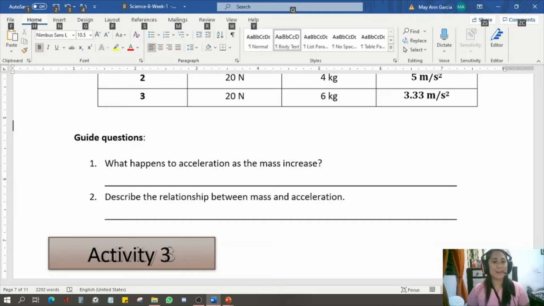Okay, let us have the checking. So number 1, the acceleration will decrease. Okay, bababa yung acceleration natin. The relationship is inversely proportional. That is correct. Napakadali lang, di ba? So that is equivalent to 2 points. Write down your answer.